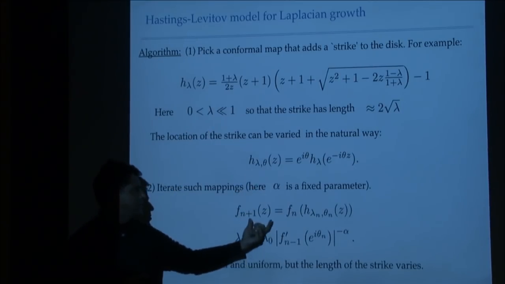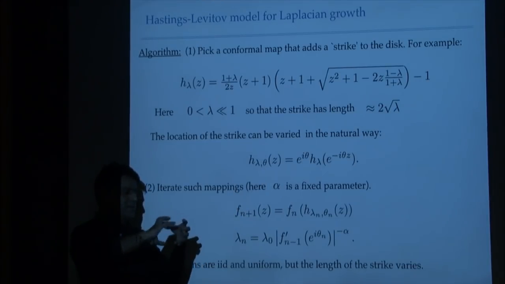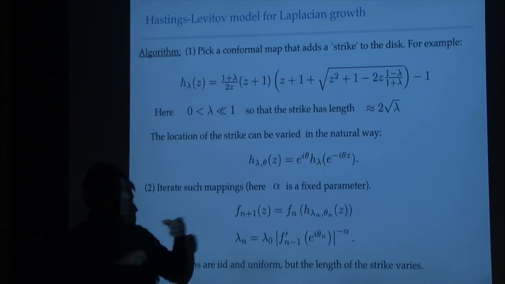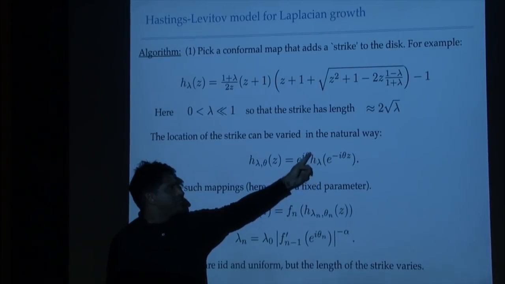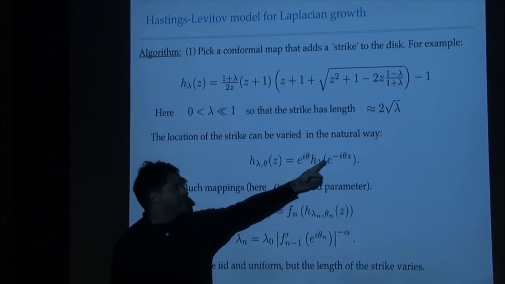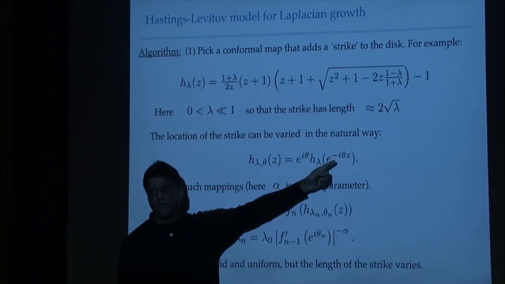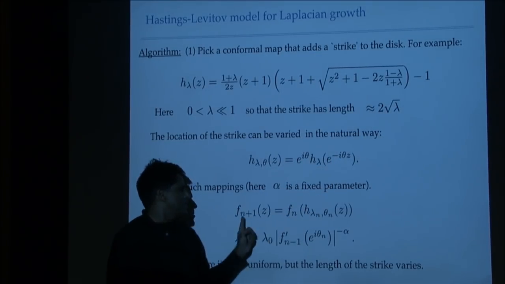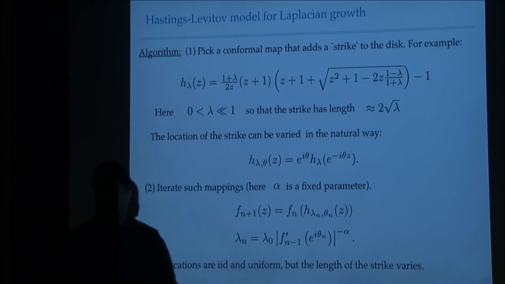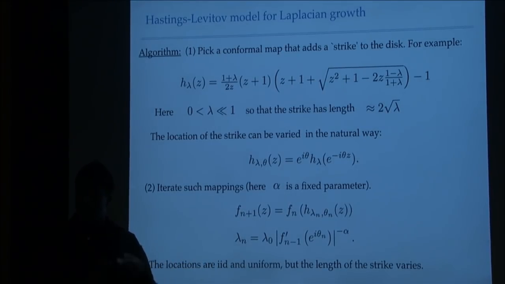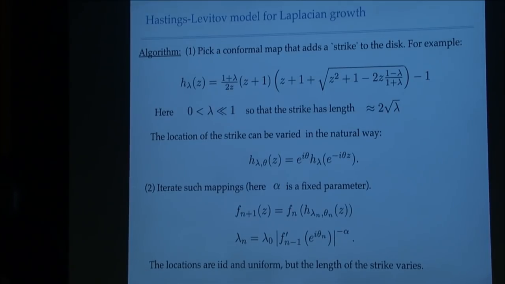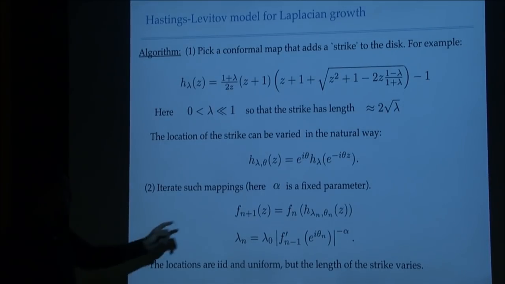And then what you do is you keep iterating. The mapping is defined on the disk, and there's an angle parameter on where you add the spike. That's the theta. So there's your basic mapping, which is given by some formula. There's a theta which you choose to be IID uniform on the circle. And then you just keep iterating a conformal map. So you build a conformal map by iteration. Theta is random, so theta is IID.